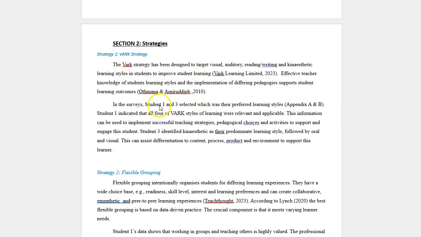Then it says student 1 and 3, with their preferred learning style, and they refer to their previous work, would have all those styles. Also, they identified kinesthetic as a dominant learning style. So, in other words, it's linking really clearly the student to the strategy. And that was probably an area that some people missed. They just unpacked the strategy, but you must link your student learning need or preference to the strategy.